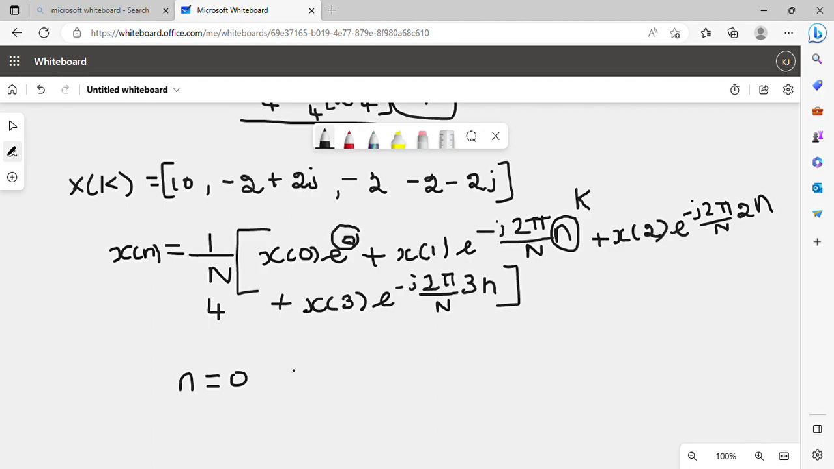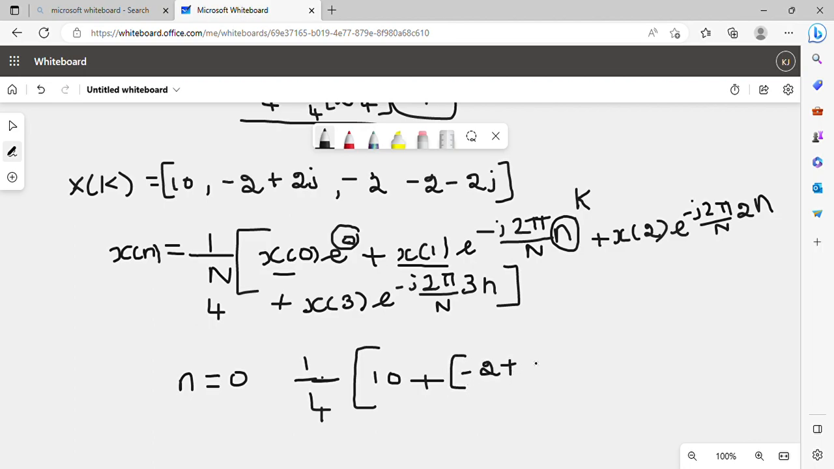So you are going to get 1 by 4 into, this is x of 0. What is your x of 0? 10 into e to the power of 0. E to the power of 0 is 1, so 10 into 1 is 10. And here it is plus x of 1, which is equal to minus 2 plus 2j.